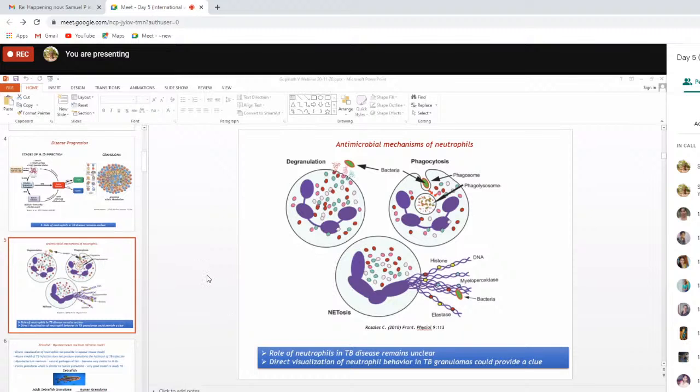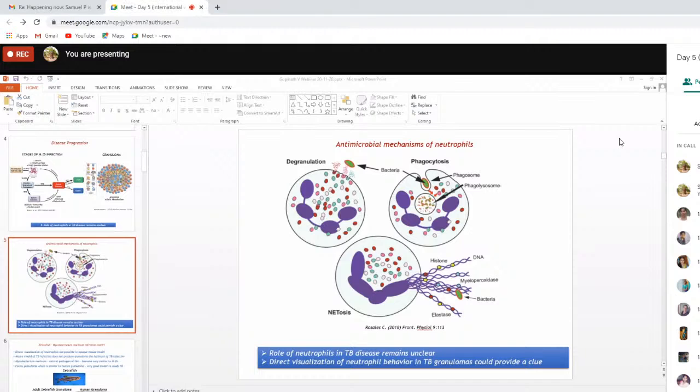It can also engulf bacteria via phagocytosis and kill the bacteria. That is the second strategy. And recently, scientists found another phenomenon called netosis, which is a third strategy where the neutrophil releases its genomic DNA, which will entrap the bacteria like a spider web entrapping insects and kill them.